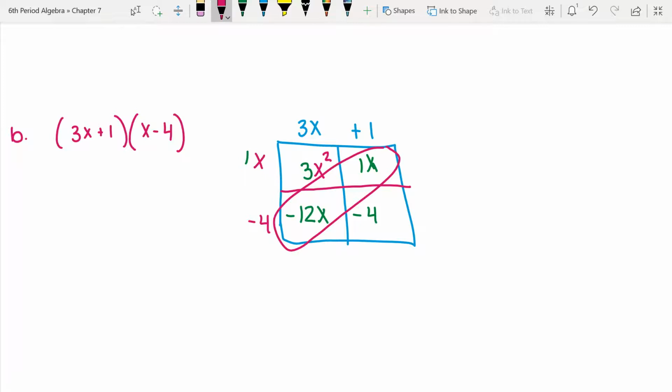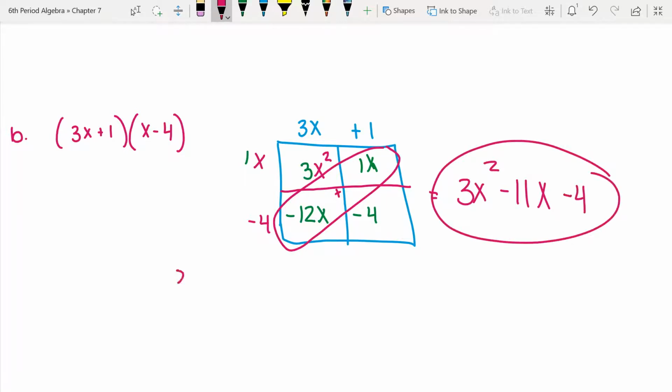So I'm going to write this in standard form. And I'd have 3x squared first. When I combine negative 12x plus 1x, this is negative 11x, and minus 4 tags along at the end. I could have rewritten this as 3x squared minus 12x plus 1x, minus 4. And when I combine like terms, I still get the same exact answer. And hopefully you're seeing this is very similar to your Punnett squares in science.